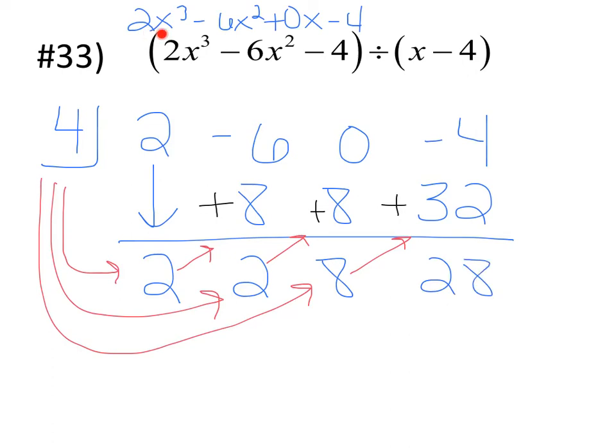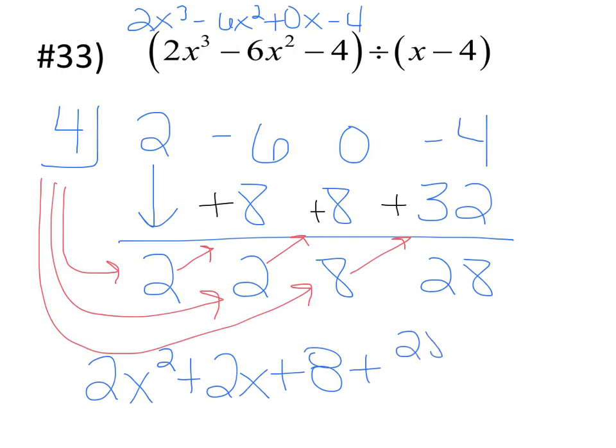Now you look at where you started. You started with x cubed, and you start your first coefficient with x squared. One less. So it's 2x squared plus 2x plus 8. And remember, your last number is always your remainder. Since it's positive, we do plus 28 over x minus 4. And that is your answer.